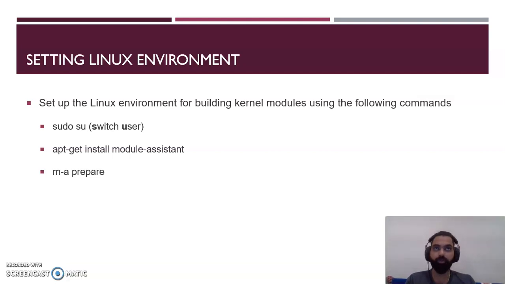First, switch to root user by using the command sudo su, then install the module by using the command apt-get install module-assistant. Just the normal commands. After installation is successful, prepare the module, and the command which we use for this is m-a prepare.